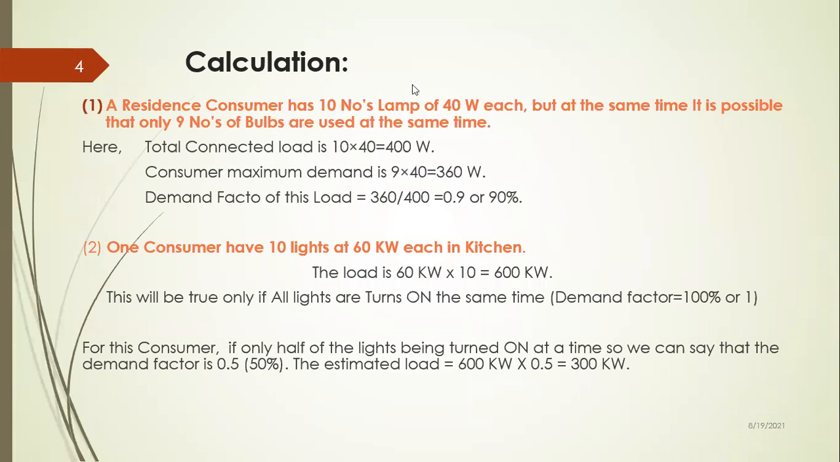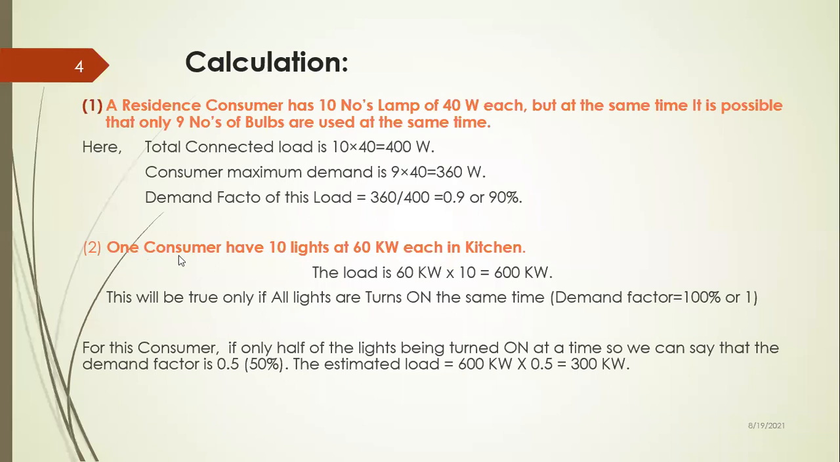And what is the maximum demand? He is using 9 bulbs maximum at some particular time. So the maximum demand is 9 into 40, that is 360 watts. Now the demand factor is maximum demand divided by connected load, that is 360 divided by 400. So it comes out to be 0.9. See, it's less than 1. Or in percentage you can write it as 90%. So this is the way you can calculate the demand factor.